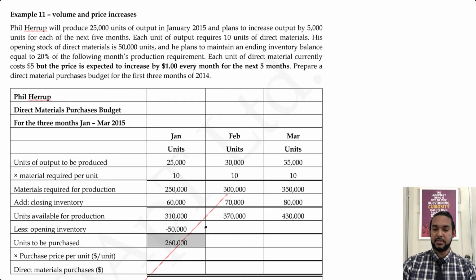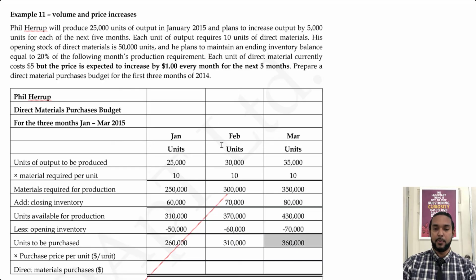Now, the opening stock for Feb, how do we get that again? Well, the closing stock of any given month is next month's opening stock. So 60 comes down here, and then for February, the closing stock for February is the opening stock for March. So we're just going to subtract those two columns going down. 370 minus 60 is 310. 430 minus 70 is 360.